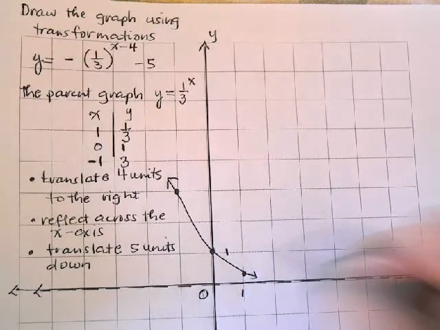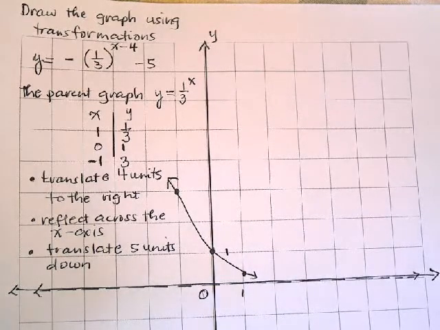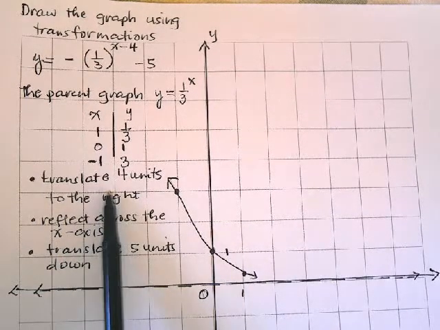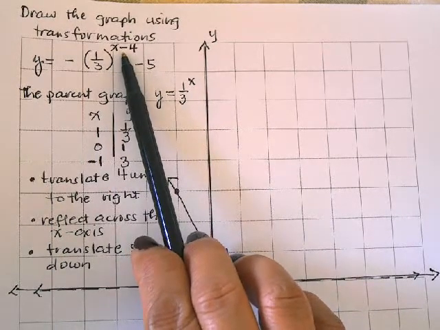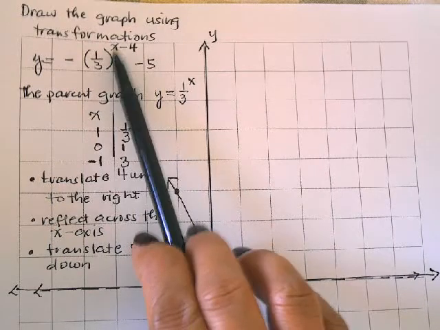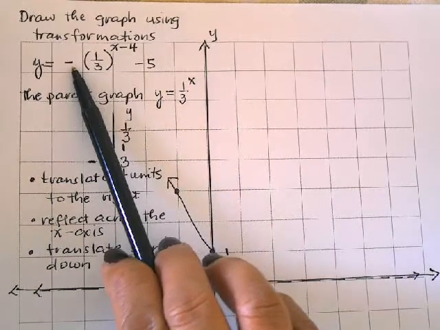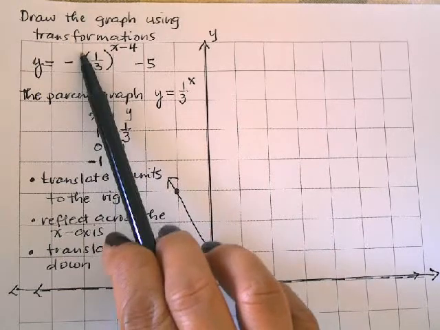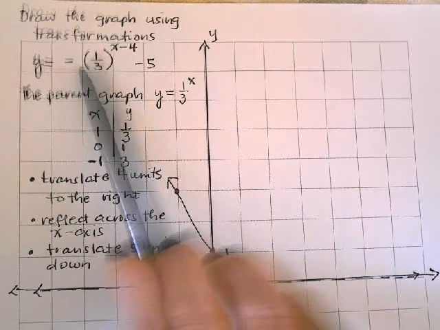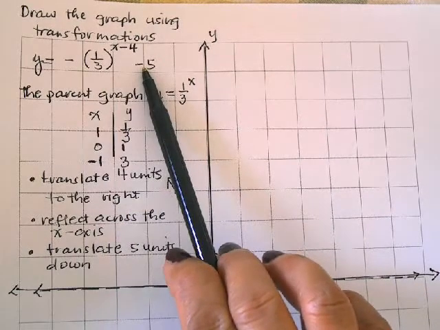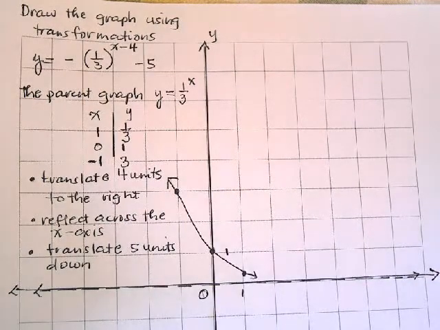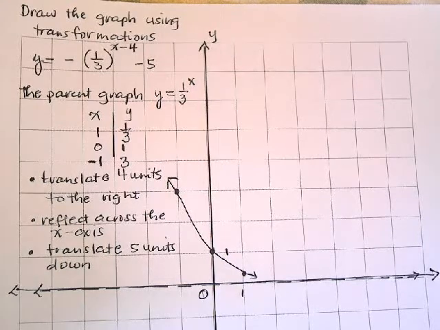It's an exponential decay. So I hope these are your transformations. Translate, so let's start with the exponent, 4 units to the right. We're following PEMDAS, so exponents come first. Then multiplication, there is an invisible -1 there, so that will be reflect across the x-axis, and this -5 here will translate 5 units down. So let's start doing all these transformations one by one until we reach our final graph.